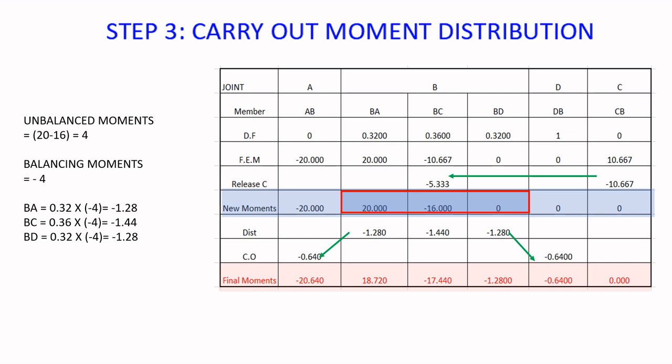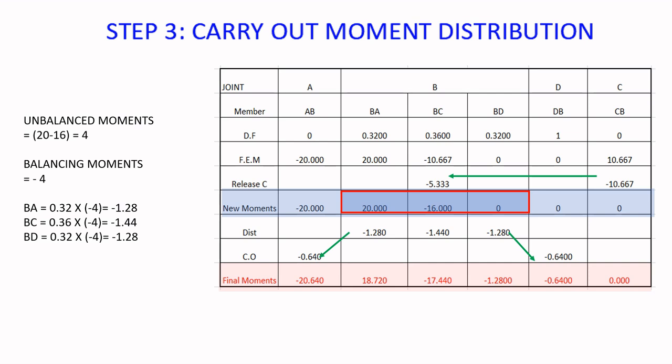For BD, we have 0 plus negative 1.28, and you get negative 1.28. For DB, you have 0 plus negative 0.64, and you get negative 0.64. For CB, we had already released it, therefore it remains 0. So now we go to the next step, that is calculation of sagging moment.